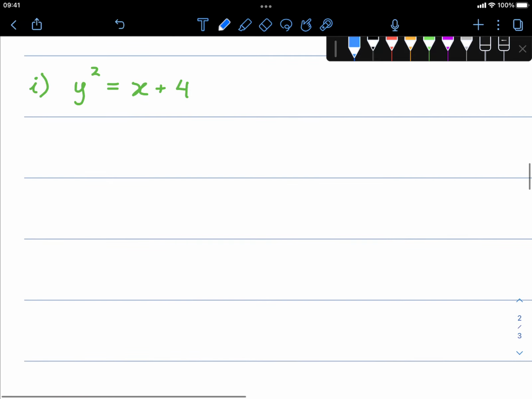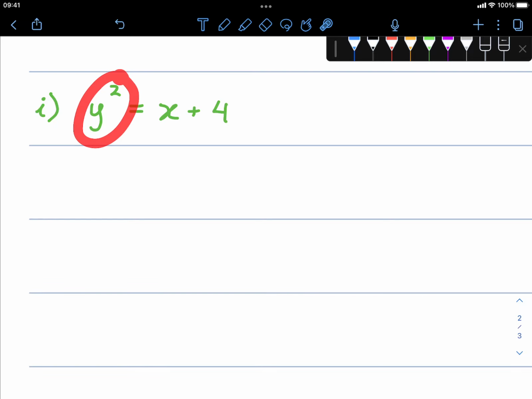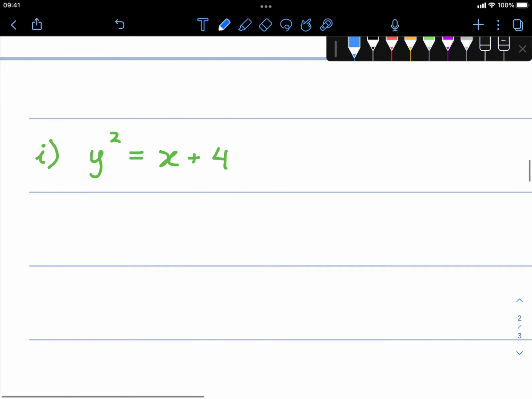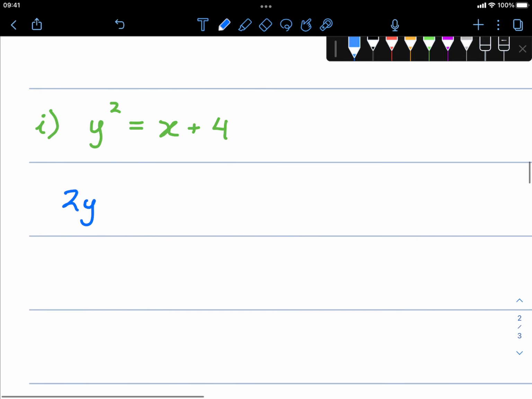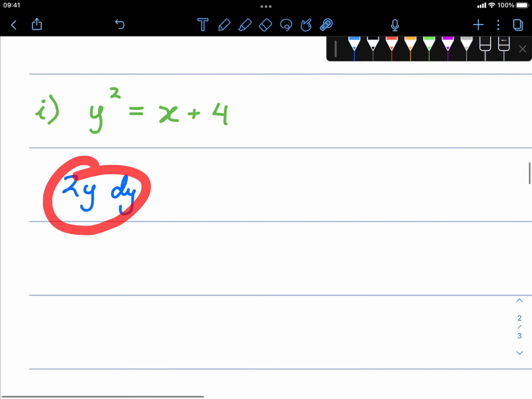The first method is we isolate the x's and the y's on each side of the equation. And now we differentiate this as if it were x squared. Since the derivative of x squared is 2x, the derivative of y squared is 2y. But because we differentiated this with respect to x, with respect to y, we write dy. And we do the exact same thing on the right hand side.